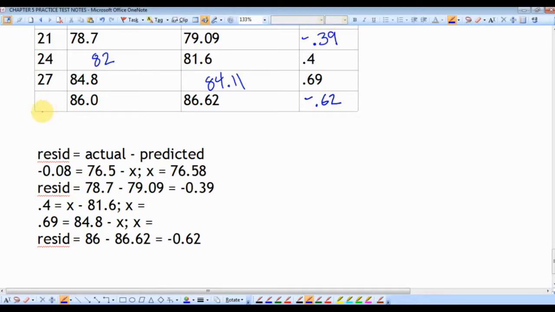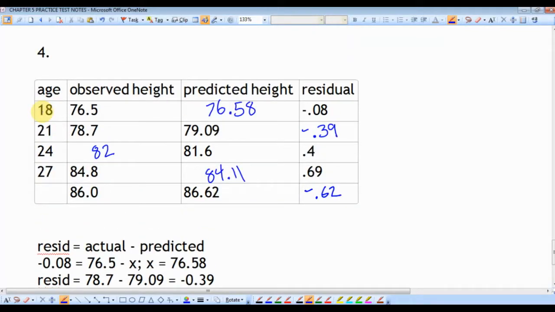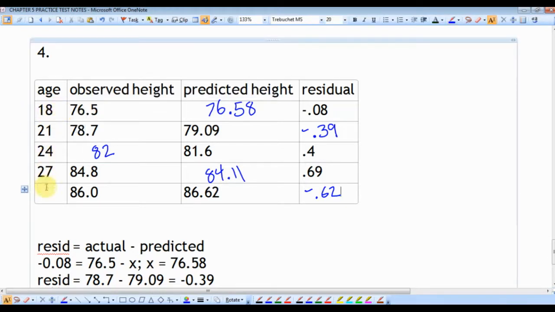Okay, next, draw the residual plot. I'm going to do this by hand because we have all the residuals. Yeah, we just have, no, this is 30 here, right? Yeah.